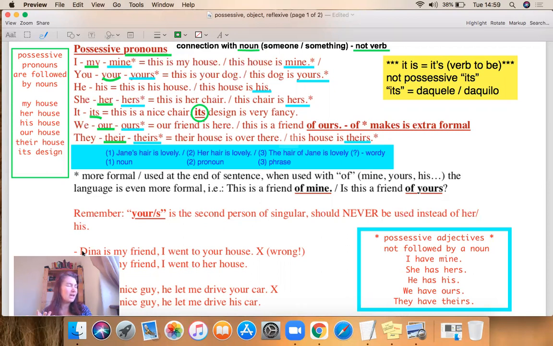It also has a sound that's a bit more formal as well. Usually, yes, it sounds a bit more formal than this is my house. And same thing with all the others as well. So you, your, yours. So your house. And in the case of a dog here, this is your dog. This dog is yours. So yours, the possessive pronouns will be at the end of the sentence.